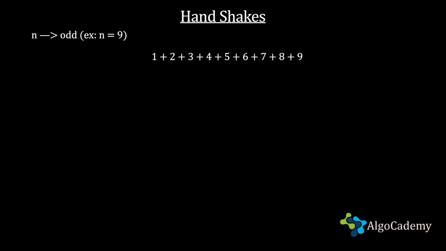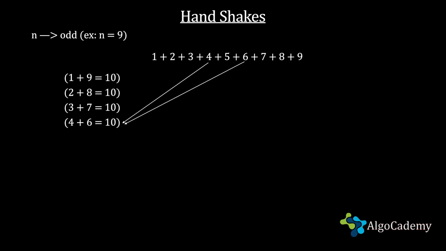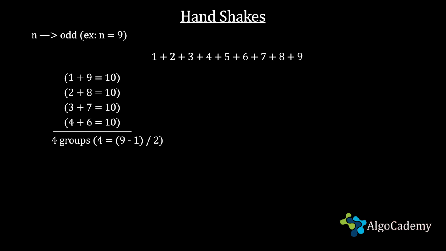Now let's think about the case where n is odd, because it is a little different. If n is 9, we have to compute this sum. Again, we can group these numbers into pairs of the same sum. We can pair 1 with 9, 2 with 8, 3 with 7, and 4 with 6. There are a total of 4 pairs, which is not 9 divided by 2, but (9 minus 1) divided by 2, and each of the pairs has a sum of 10, which is 9 plus 1.